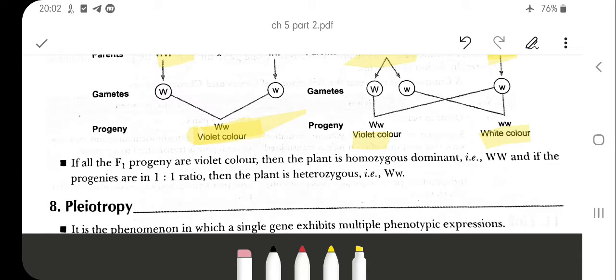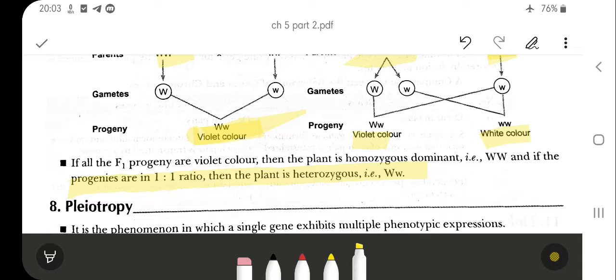You have to remember that if our result is 1:1, it means the dominant plant is basically hetero and the recessive is always homozygous, so it is 1:1. But if we are getting 100% dominant, it means both are in the pure form. So this is the result of the test cross, that is a 1:1 ratio when one of the parents is hetero.